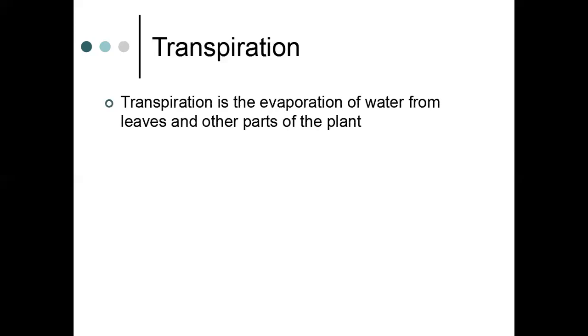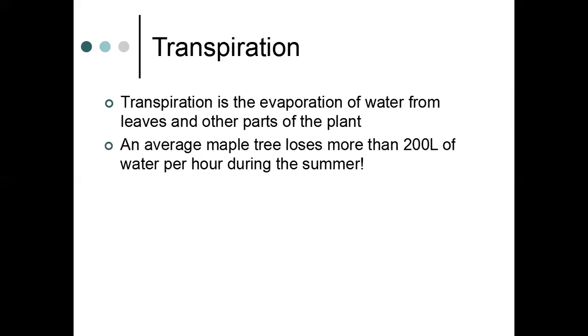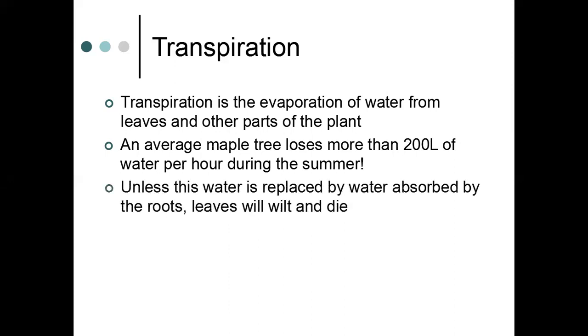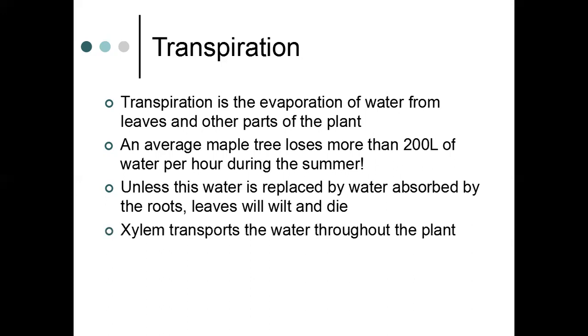Transpiration. What is transpiration? Transpiration is the evaporation of water from the leaf and other parts of the plant. An average maple leaf loses more than 200 liters of water per hour during summer. Unless this water is replaced by water absorbed through the roots, the leaf wilts. It means that the transpiration pull creates the loss of water through the leaf, and the plant gets the same amount of water through roots from the soil. Xylem transports water throughout the plant. Pushing and pulling are two roles.